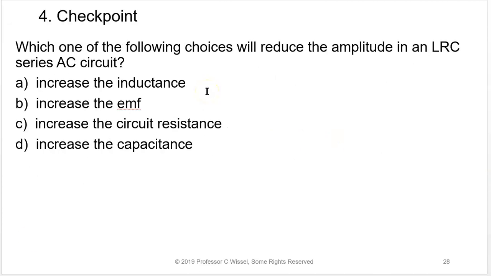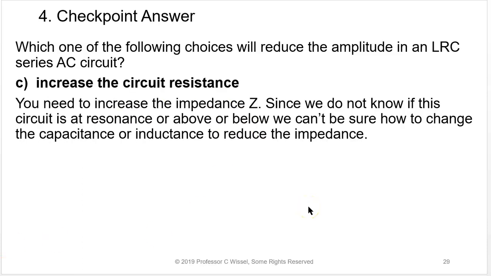Which one of the following choices will reduce the amplitude in an LRC series AC circuit? Well, you don't know anything here. You don't know whether this is above or below resonance. So the only thing you can do is increase the circuit resistance. You need to increase the impedance Z, since we do not know if this circuit is at resonance, or above or below. We can't be sure of how to change the capacitance or inductance to reduce the impedance.